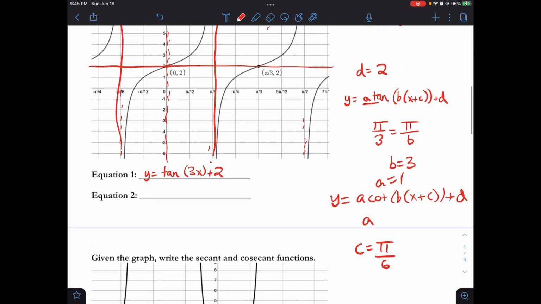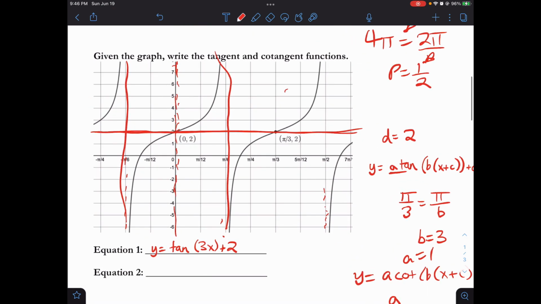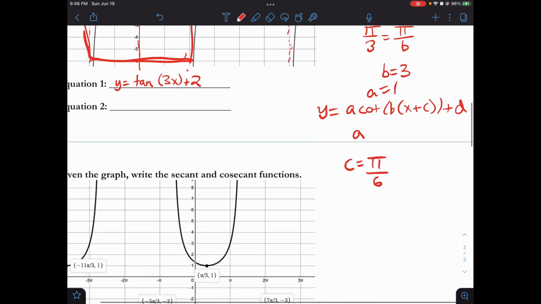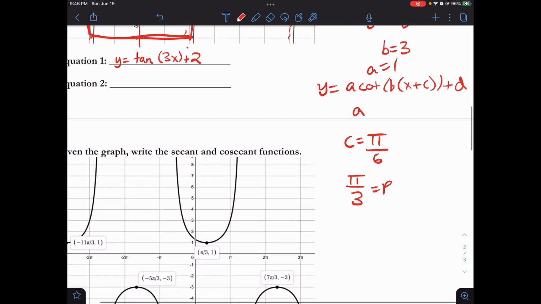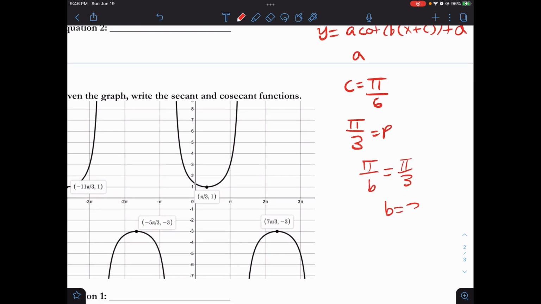Now our a value is going to be from our midline, which still stays at our y-intercept, and it's still 2, to the middle value. Okay, so first let's find our period. Our period is right here. I'm drawing a box. This is my box from negative pi over 6 to positive pi over 6, which is pi over 3. So pi over 3 is equal to our period, and then we use the same formula, pi over b is equal to period, or pi over 3 in this case, to get our b value, which is 3.